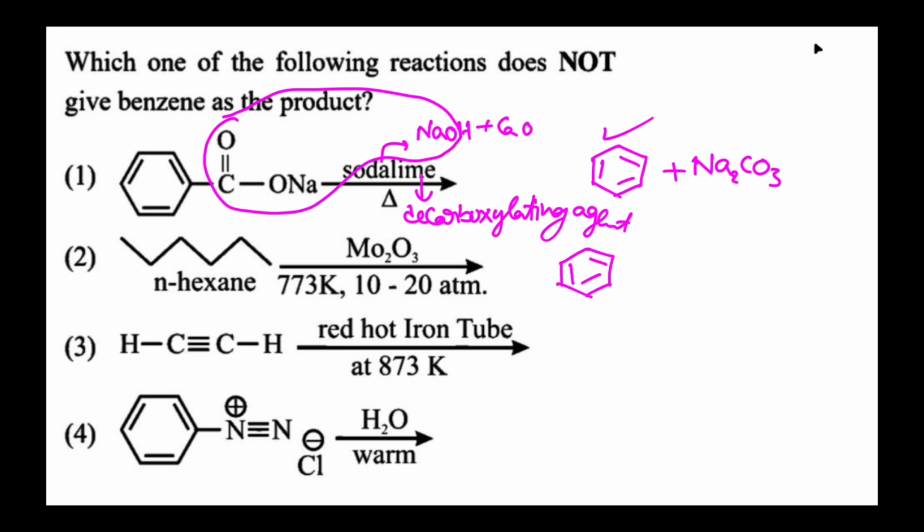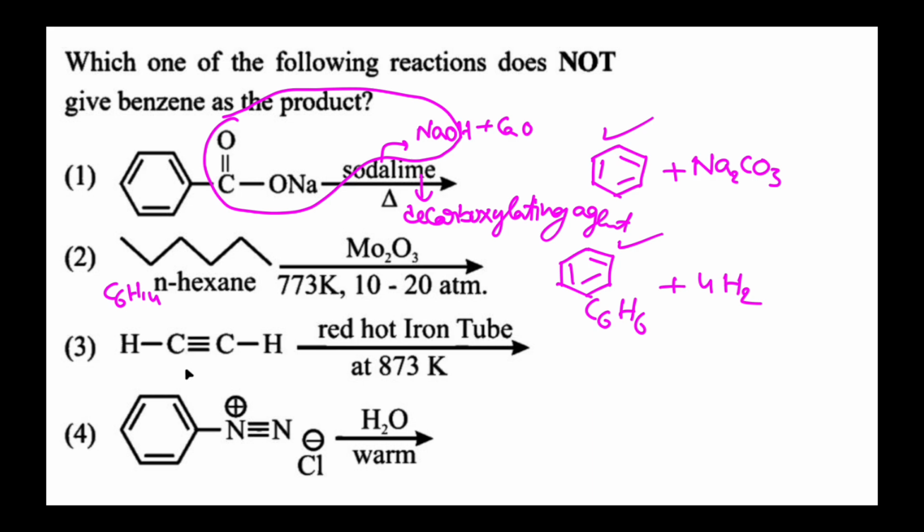It removes hydrogen atoms. Here the n-hexane formula is C6H14 and the benzene formula is C6H6, so the difference is 4 hydrogen molecules, 4H2. So n-hexane treated with molybdenum trioxide gives benzene and 4 hydrogen molecules. So in the second option also, benzene is formed as a major product.